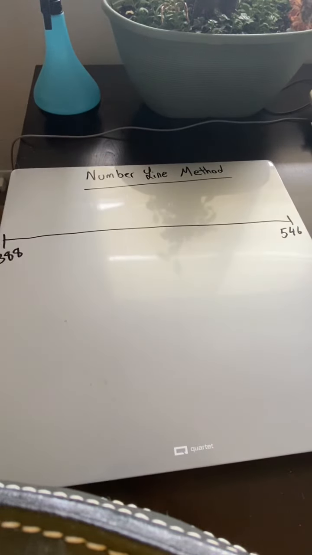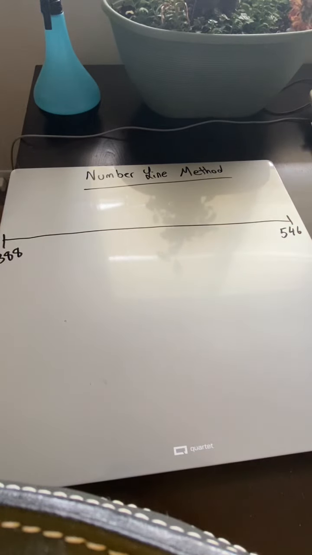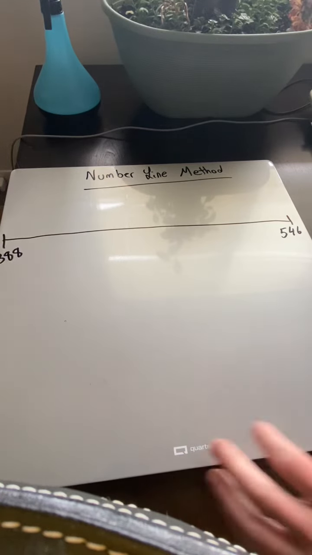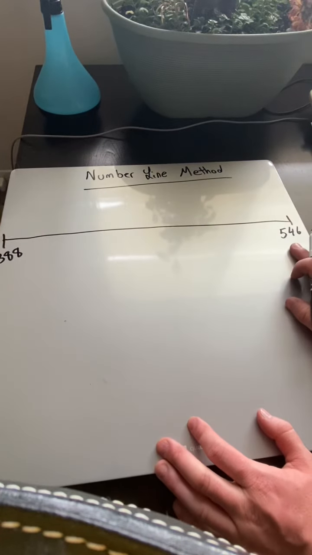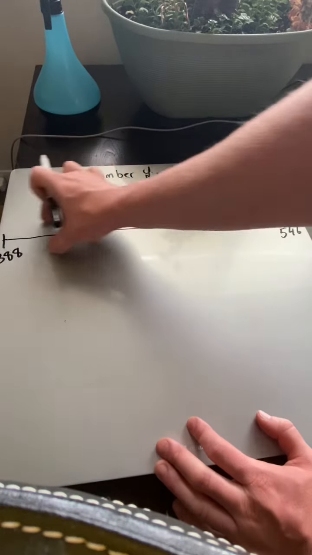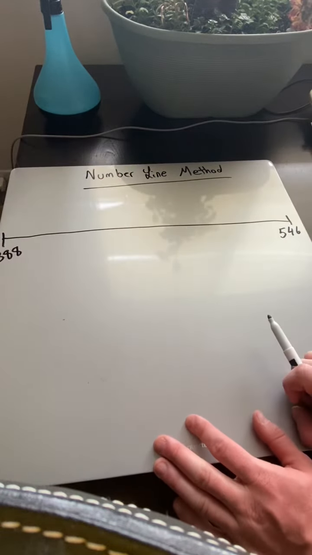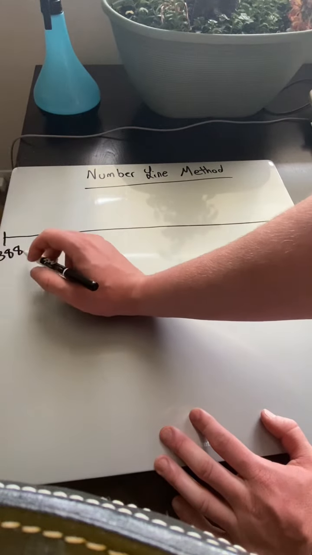All right, our last method for today is called the number line method. I really like this method because we're actually using addition to solve subtraction problems. So what we're going to do is we're going to write 388 on the left and 546 on the right, and we're going to have to find out how many numbers are in between these two numbers. Then we're going to use skips to make nice friendly numbers.